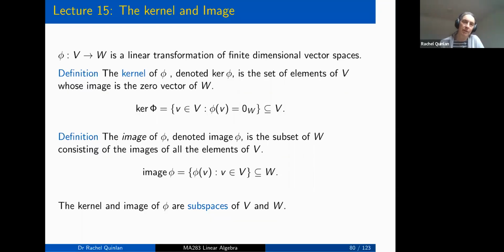Okay, so just to finish up today, we will have a look at the topic that we're going to discuss in a little more detail in Friday's lecture, and that's the kernel and image of a linear transformation and the rank nullity theorem.